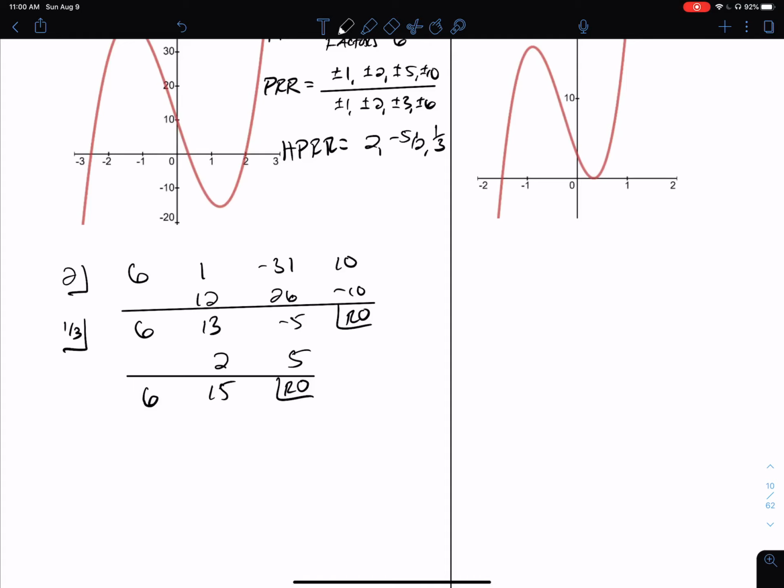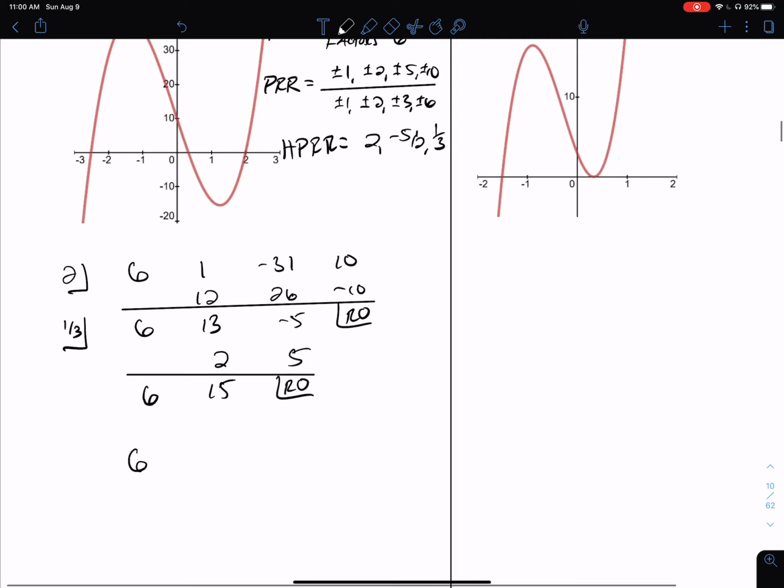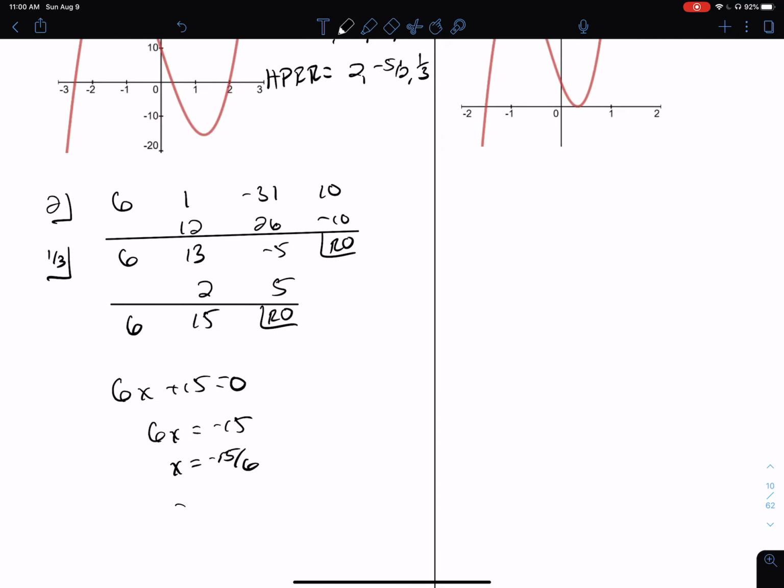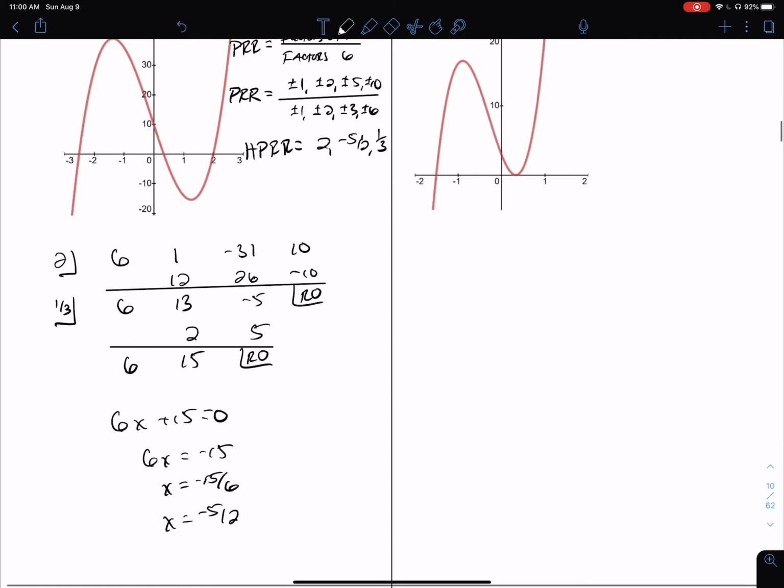Let's see if we can divide this by negative 5. Well, let's not. At a certain point, negative 5 halves seems pretty difficult. So I'm going to take this depressed polynomial, 6x plus 15, set it equal to 0, and see if I get negative 5 halves. That reduces. I can divide the top and bottom by 3 and get negative 5 halves. So we've just confirmed that each of these works.